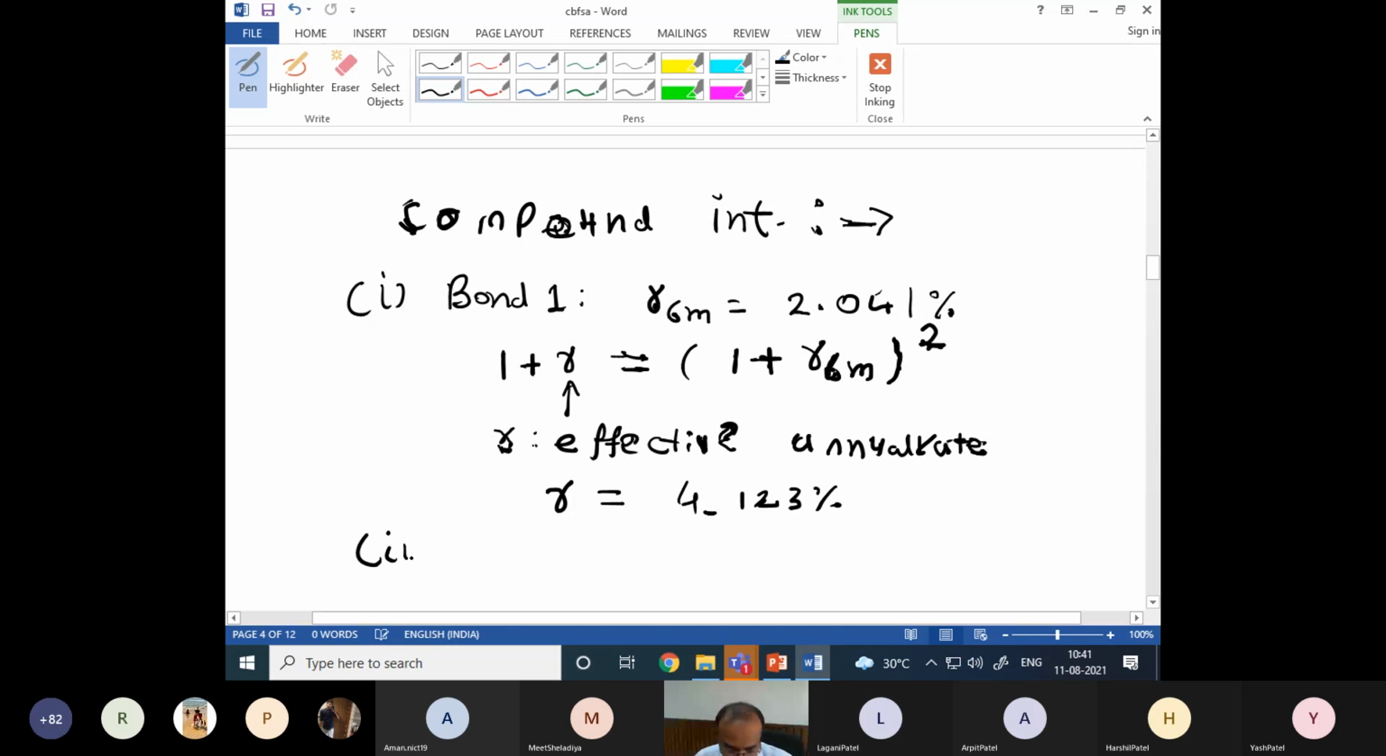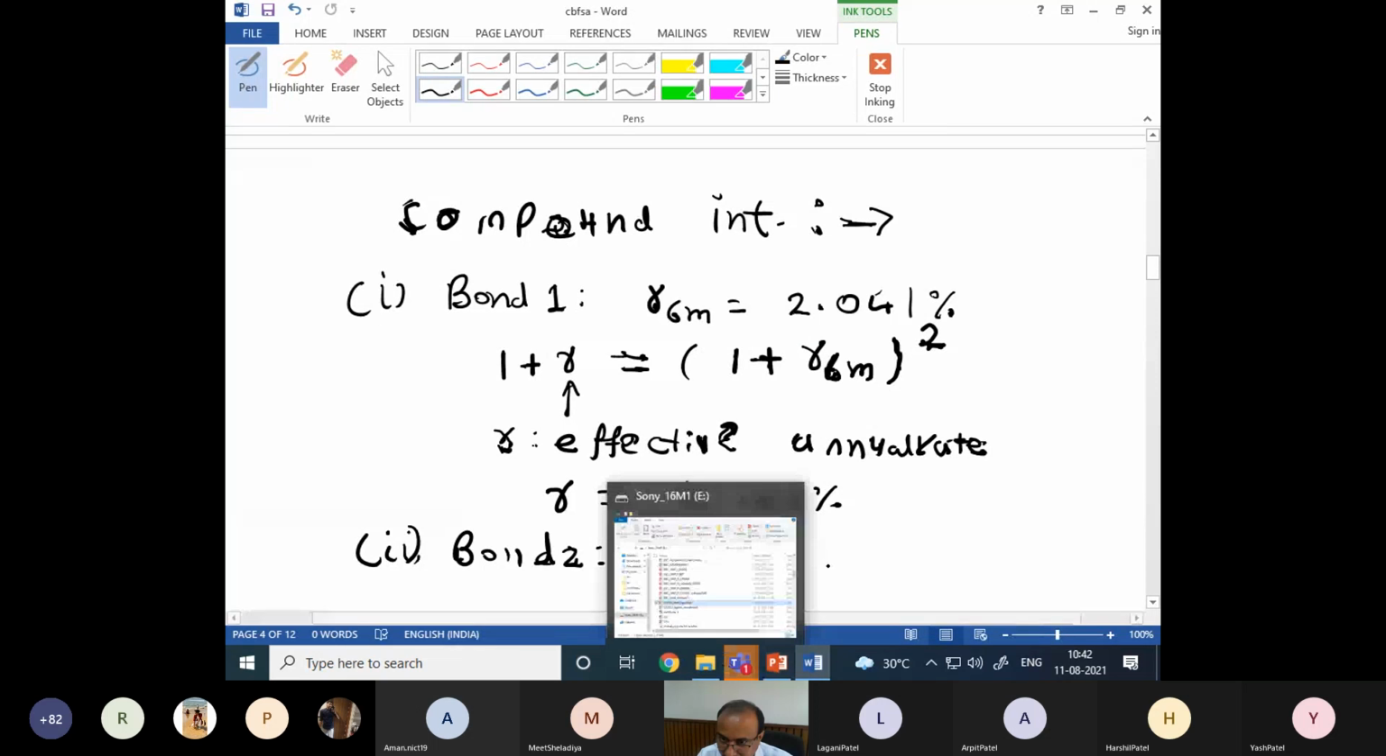Similarly for bond 2, now you can tell me very easily. I have R 18 months available, which is a value 11 point something. Yeah, 11.438%. That is the simple interest rate for this period.